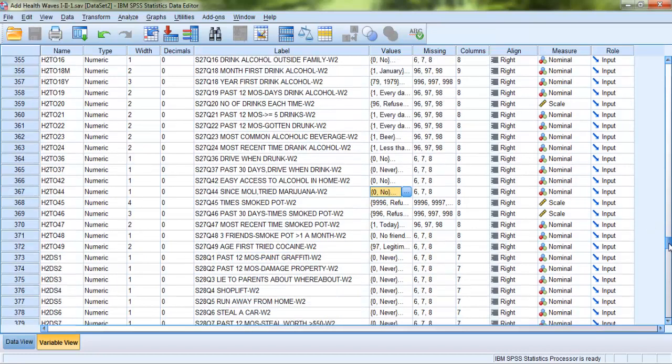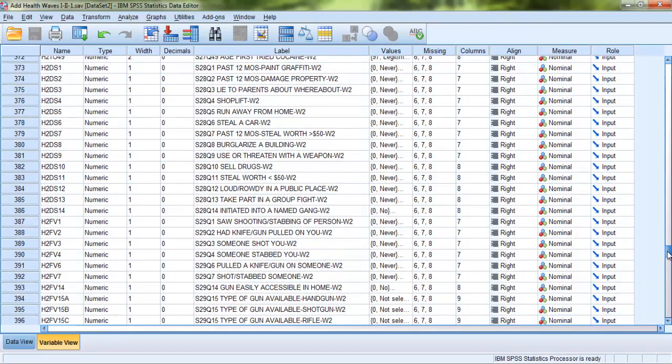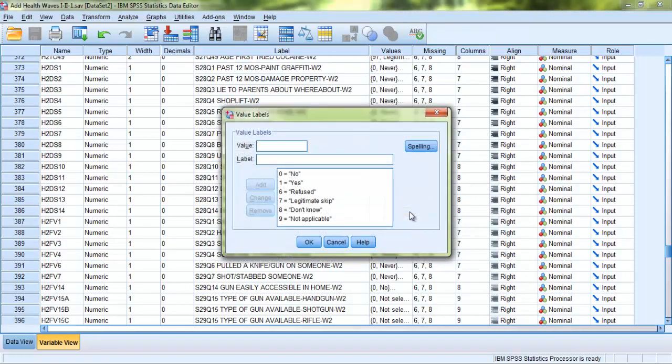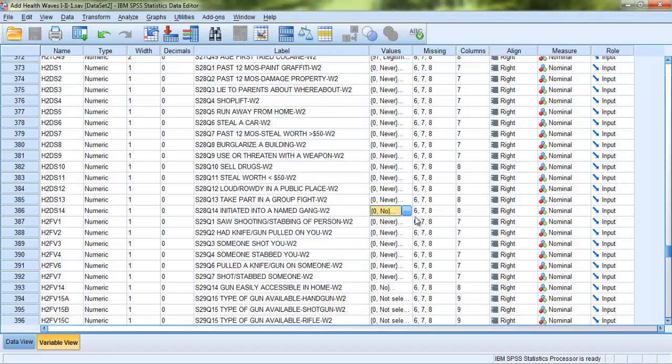The gang variable is going to be section 28, question 14: have you been initiated into a named gang? The answers are no, yes, refuse, legitimate skip, don't know, not applicable. So 6, 7, 8, 9. We see 6, 7, 8 are coded as missing.